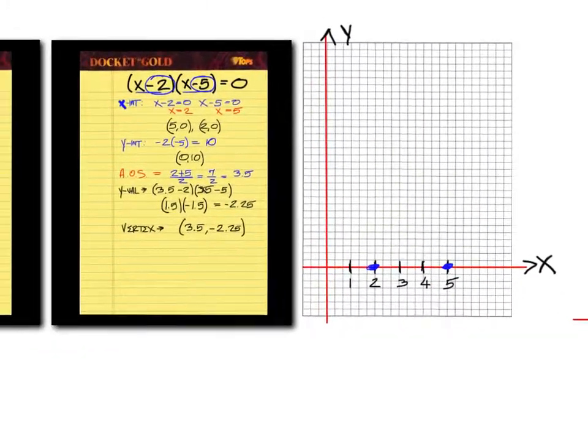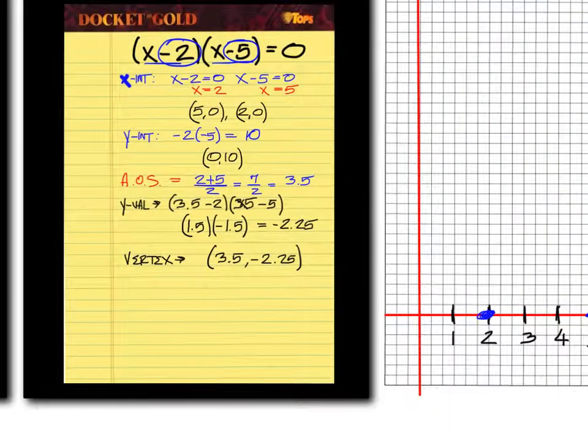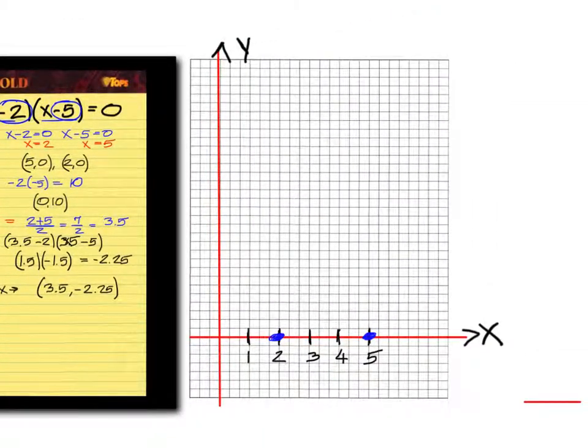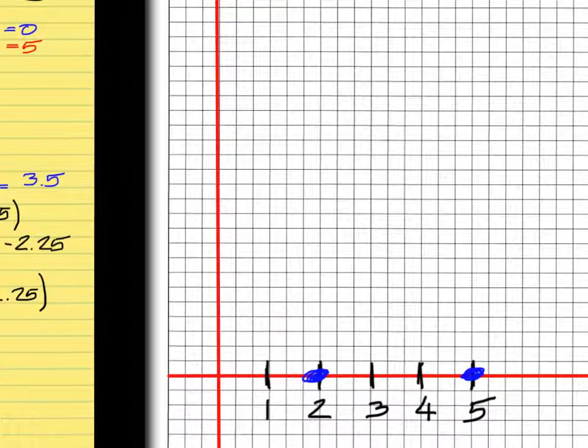Here is the y-intercept, 0, 10. Okay, so I have to go up 10 on the y-axis. We haven't marked it off yet, so I am going to go by 2's on the y-axis. 1, 2, 3, 4, 5, 6, 7, 8, 9, 10. And there is my y-intercept.